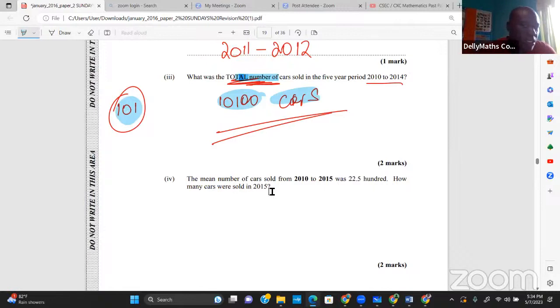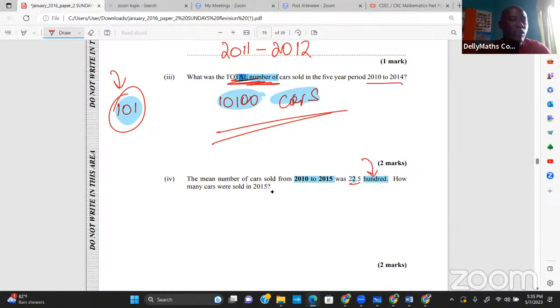It says the mean number of cars sold from 2010 to 2015 was 22,500. See that? They put the 100 at the back. So it's up to you. You can work with it and understand that it's 100 when you're done. You can attach it when you're finished. So when we're ready, we can work with these numbers. But when we finish, see, they're not leaving it off. Look, they put this at it, telling you 22,500. They told you.